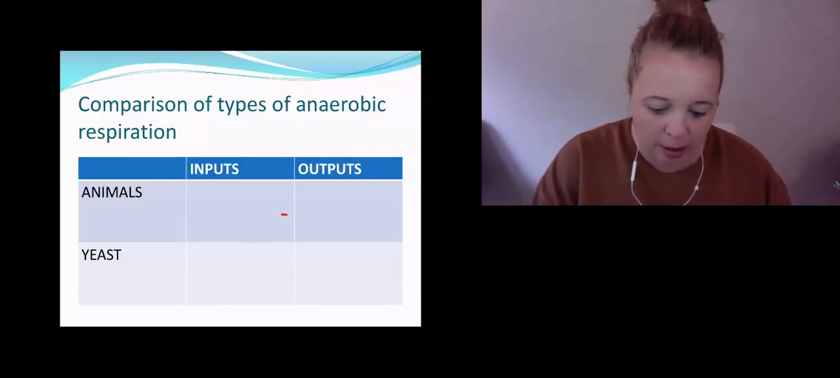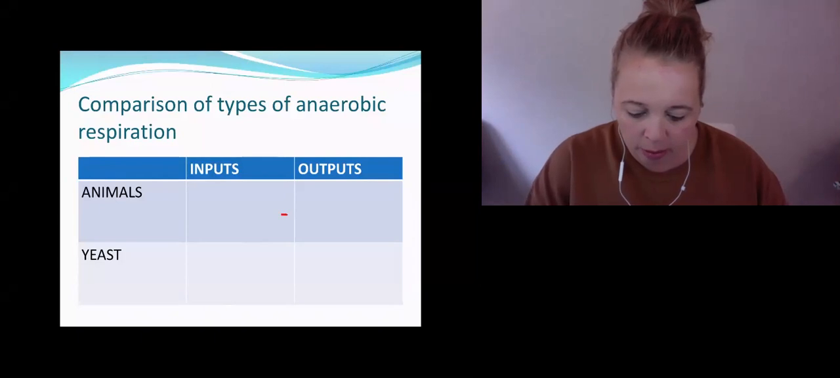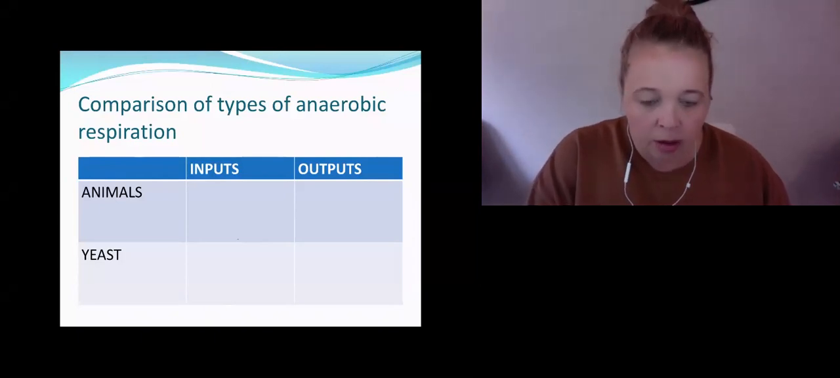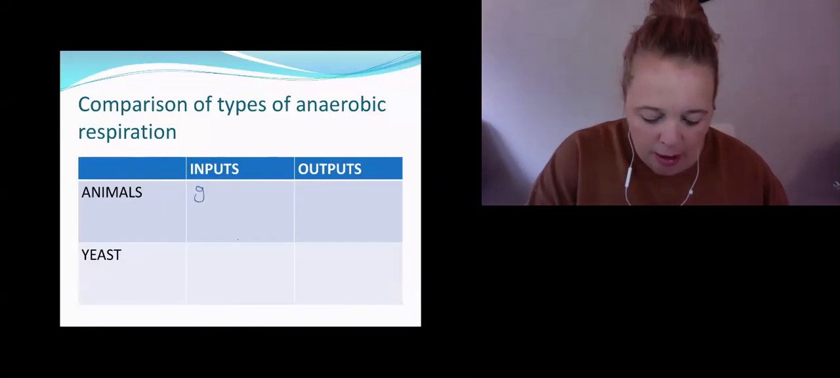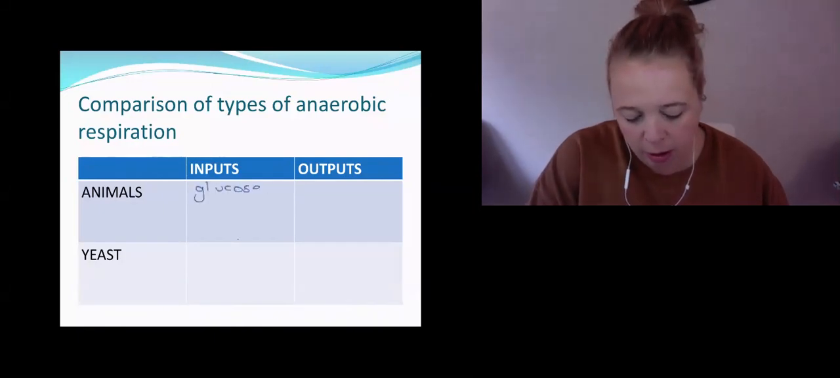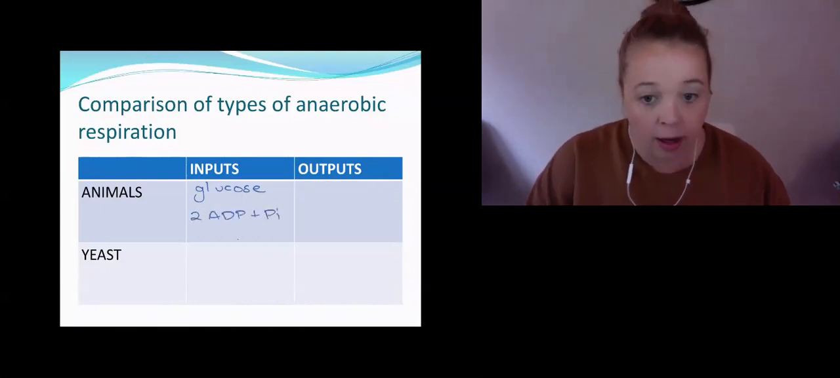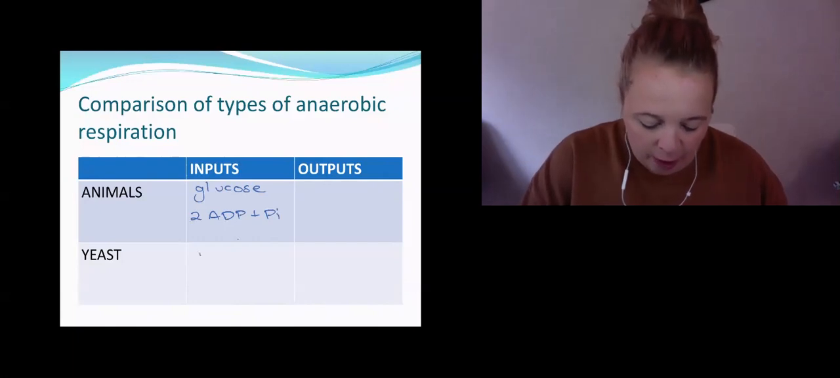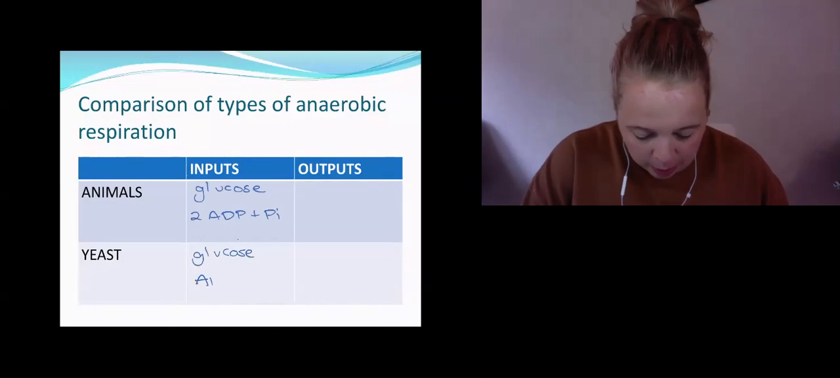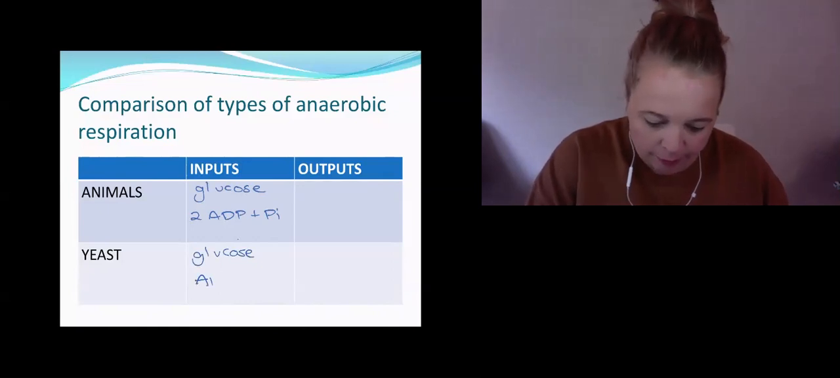Just after the section on normal anaerobic respiration, and then we'll go through the answers. So what do we need to put in? In animals, we put in glucose. Okay, we also are going to put in 2 ADP plus Pi. All right. Funnily enough, this is exactly the same as what we put in with yeast.